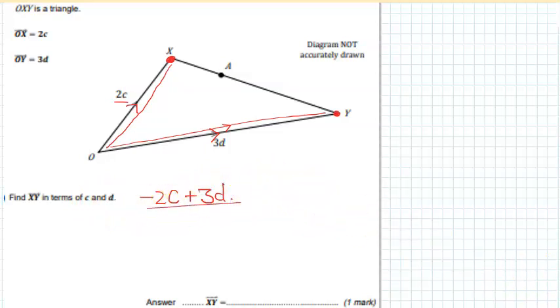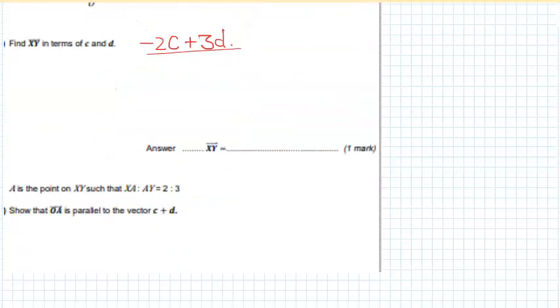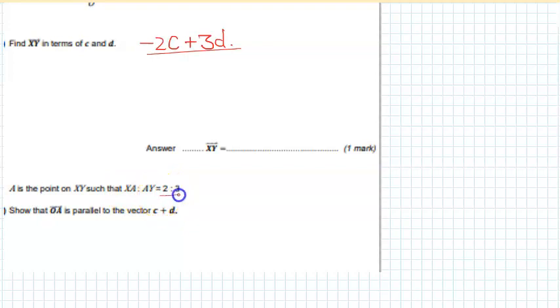Now second question, let's see what it is saying. A is a point such that now it is divided into 2:3. So it is saying XA is to AY is equal to 2:3. Show OA is parallel to CD.